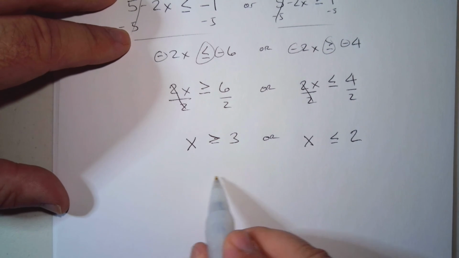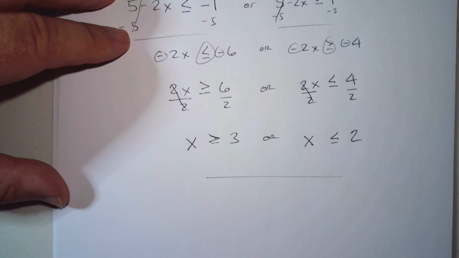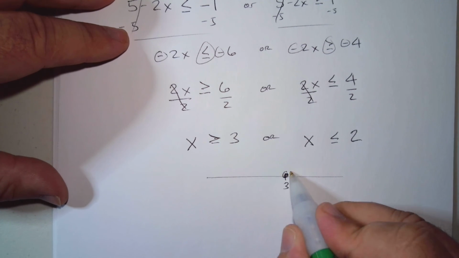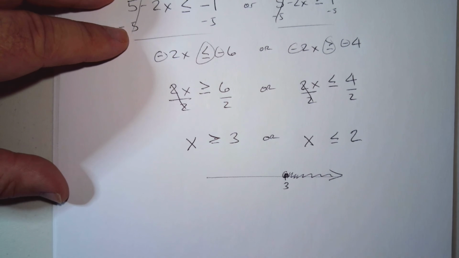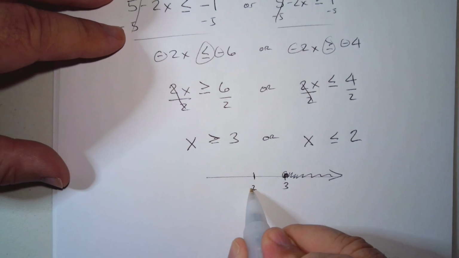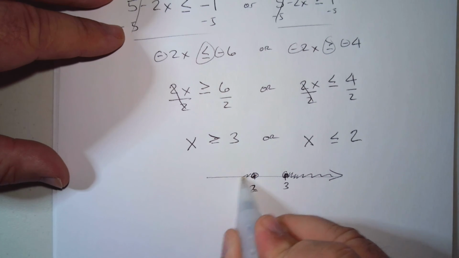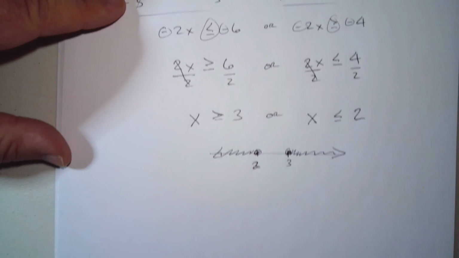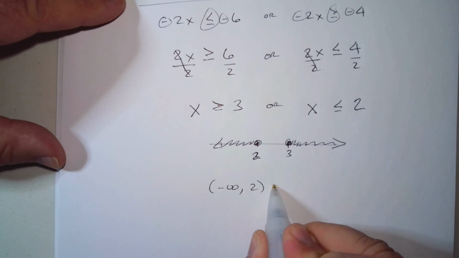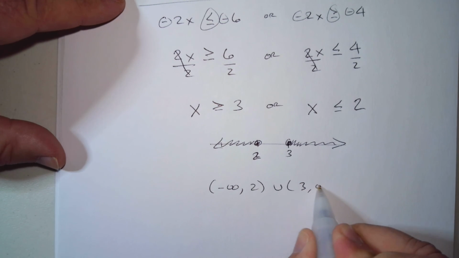Let's see what that graph looks like. Here's 3. It's greater than or equal to, so it goes this way. The other one is 2. It's less than or equal to. So those are your answers. Goes from negative infinity to 2, 3 to positive infinity.